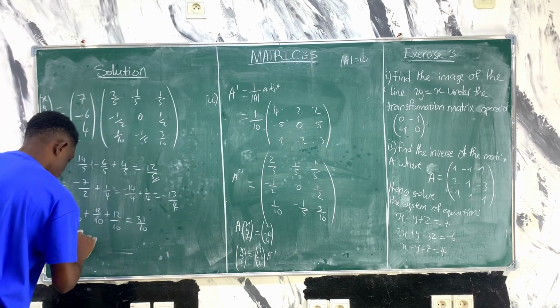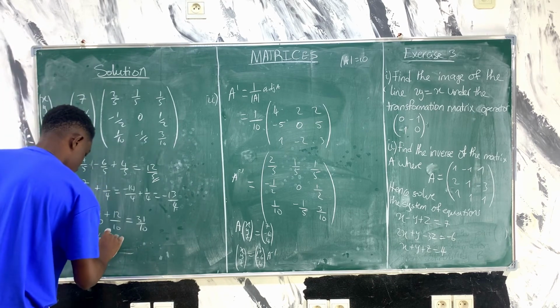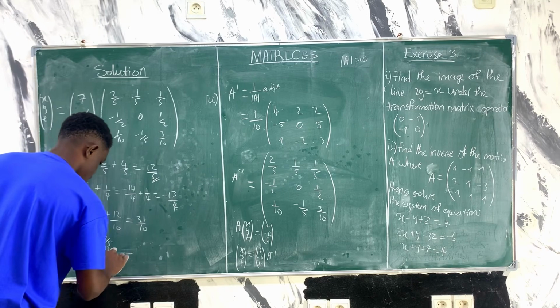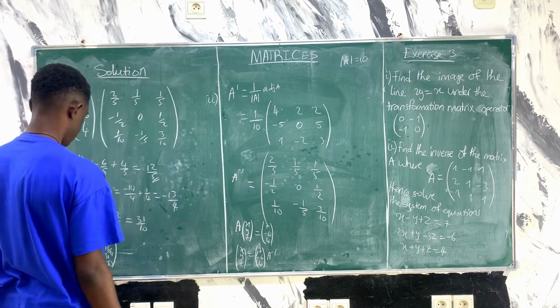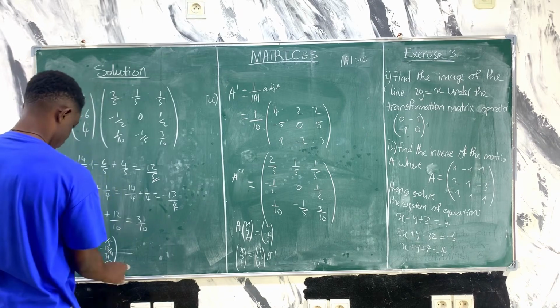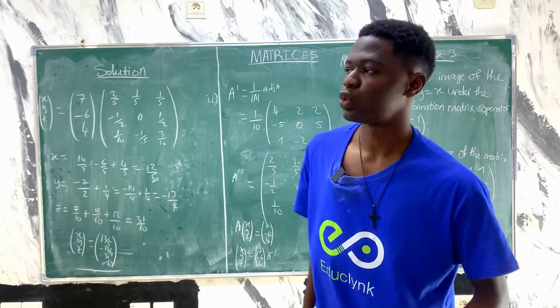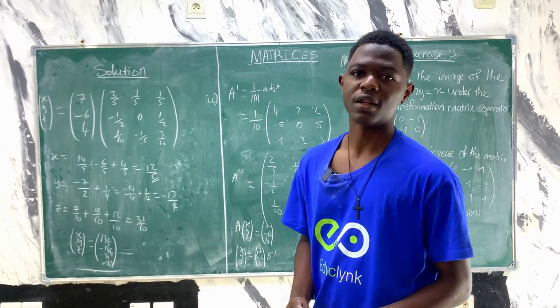So to finalize, you can write x, y, and z this way, equal to 12 on 5, minus 13 on 4, 31 on 10. So that is going to be your answer.